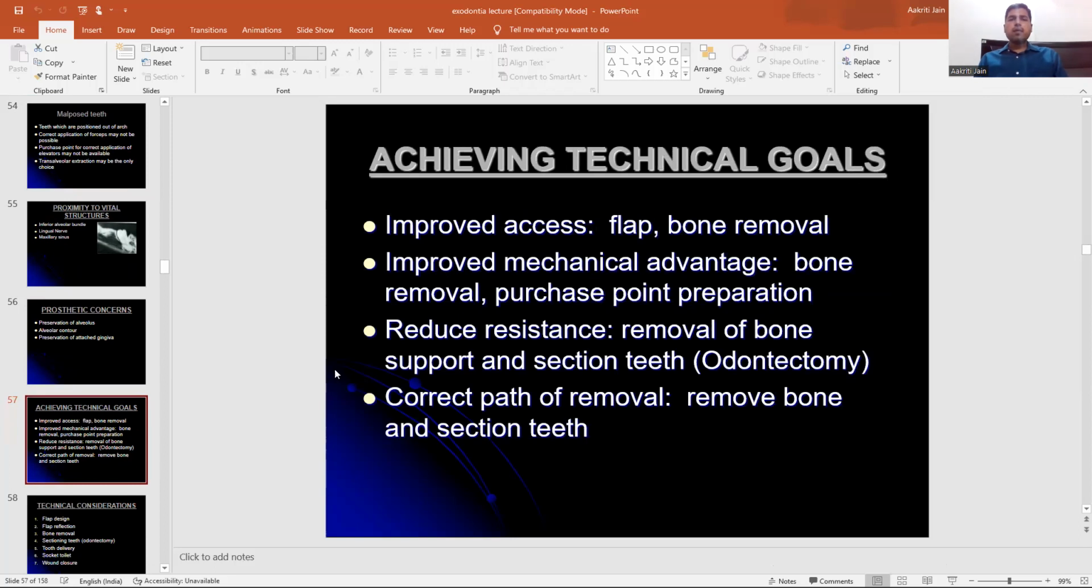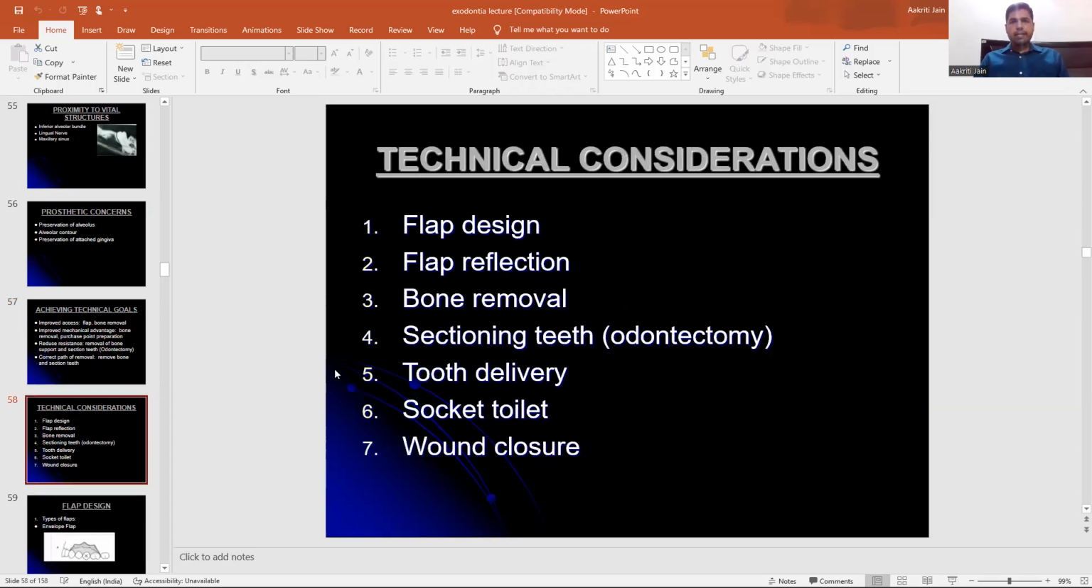Achieving technical goals. This is improved access, in which flap and bone removal is done. Improved mechanical advantage, in which bone removal and purchase point preparation is done. Reduce resistance: removal of bone support and sectioning of teeth, in which odontectomy is done to reduce any resistance present. And the correct path of removal: remove bone and section the teeth. Now the technical considerations include primarily flap design, after that flap reflection, bone removal, sectioning the teeth, which is called odontectomy, tooth delivery, socket toileting, and proper wound closure.